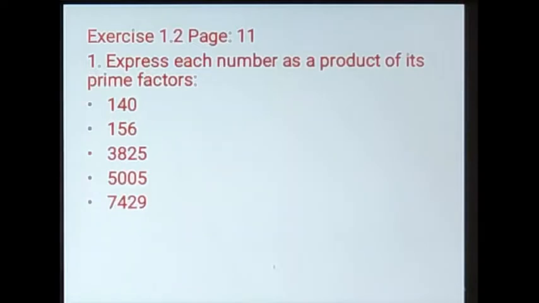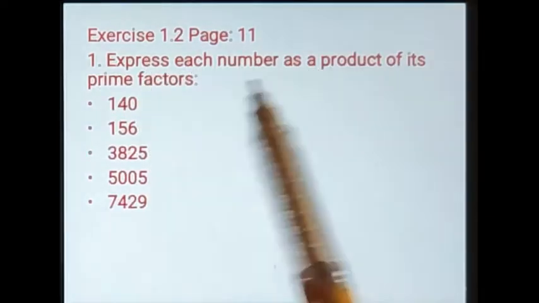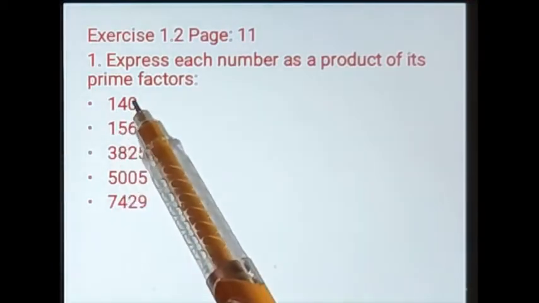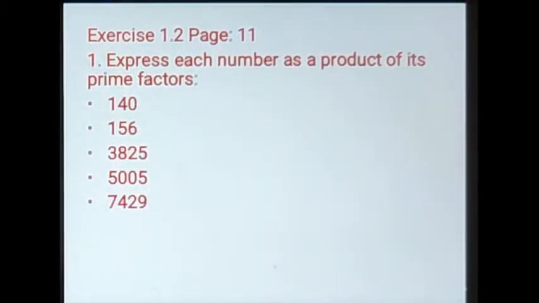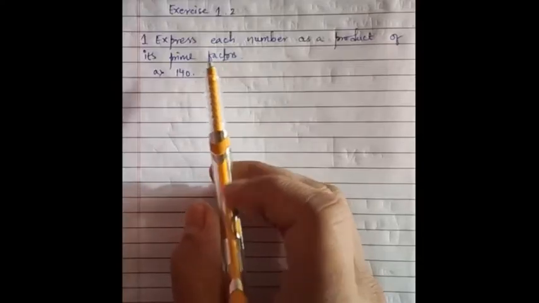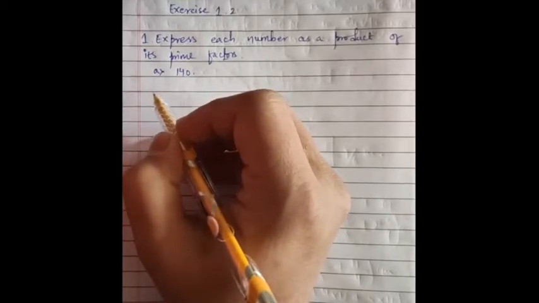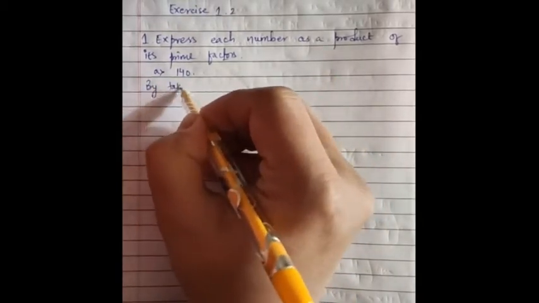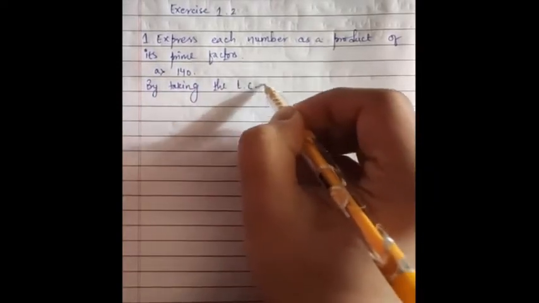This is the question from exercise 1.2. Number 1: express each number as a product of its prime factors. Prime factor means you have to do LCM. You have to express this number as a product of its prime factors. So let us start solving. This is your first question. To solve this, we have to write by taking the LCM, isn't it?